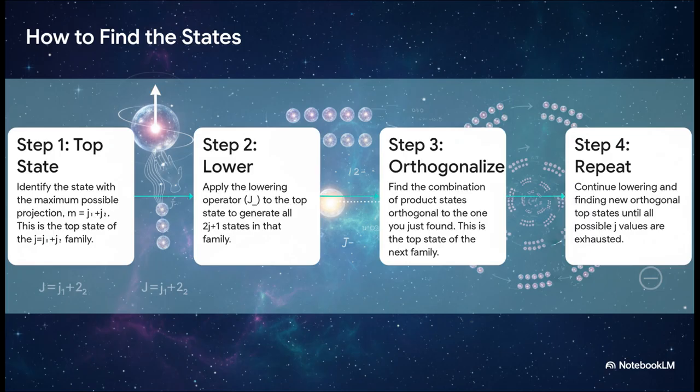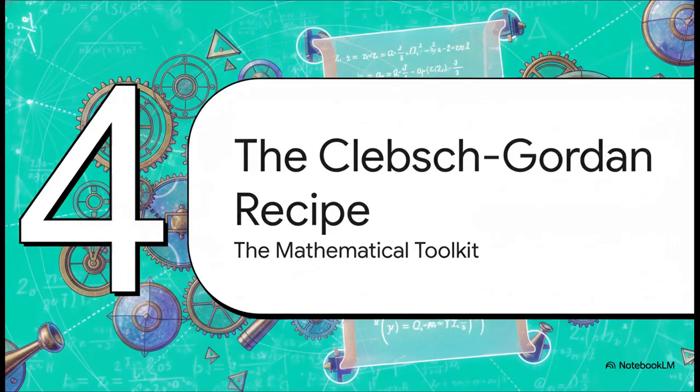Once you've mapped out that whole mountain, you look for the next highest peak that's totally separate from the first one. Mathematically, we say it's orthogonal. And then you just repeat. You keep doing this, finding the next highest peak and mapping its family until you've covered the entire landscape. Okay, we've got the big picture rules and we've got the procedure. Now it's time to get practical.